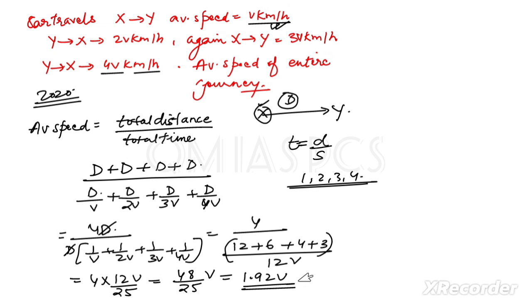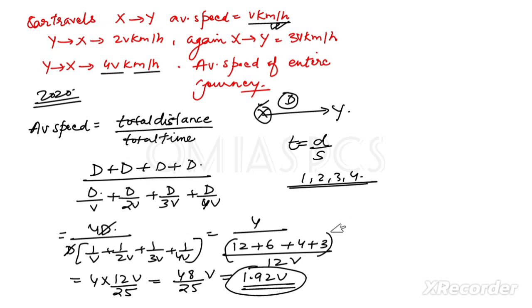So the options were given: option A, the average speed is less than v kilometer per hour. Second option, lies between v and 2v. Third option, 2v and 3v. Fourth option, lies between 3v and 4v. So we can see the average value is 1.92v. That means our second option is correct. The answer will lie between v and 2v kilometer per hour.